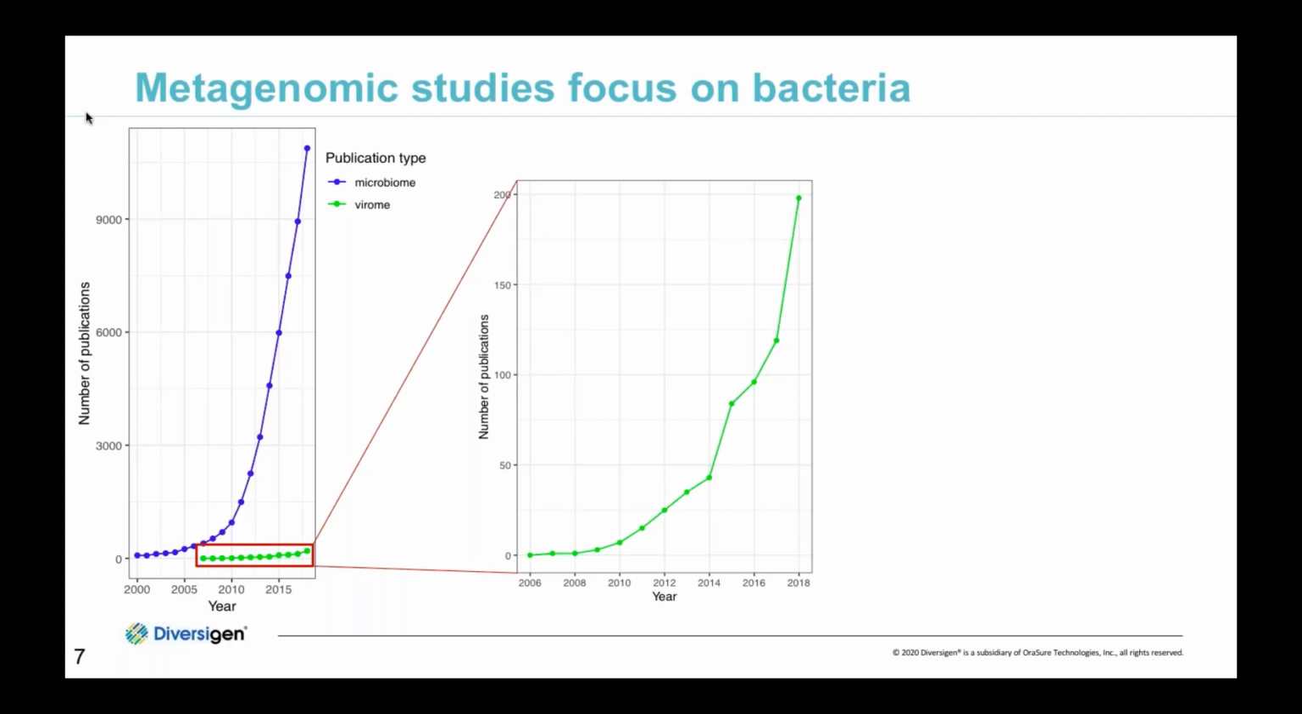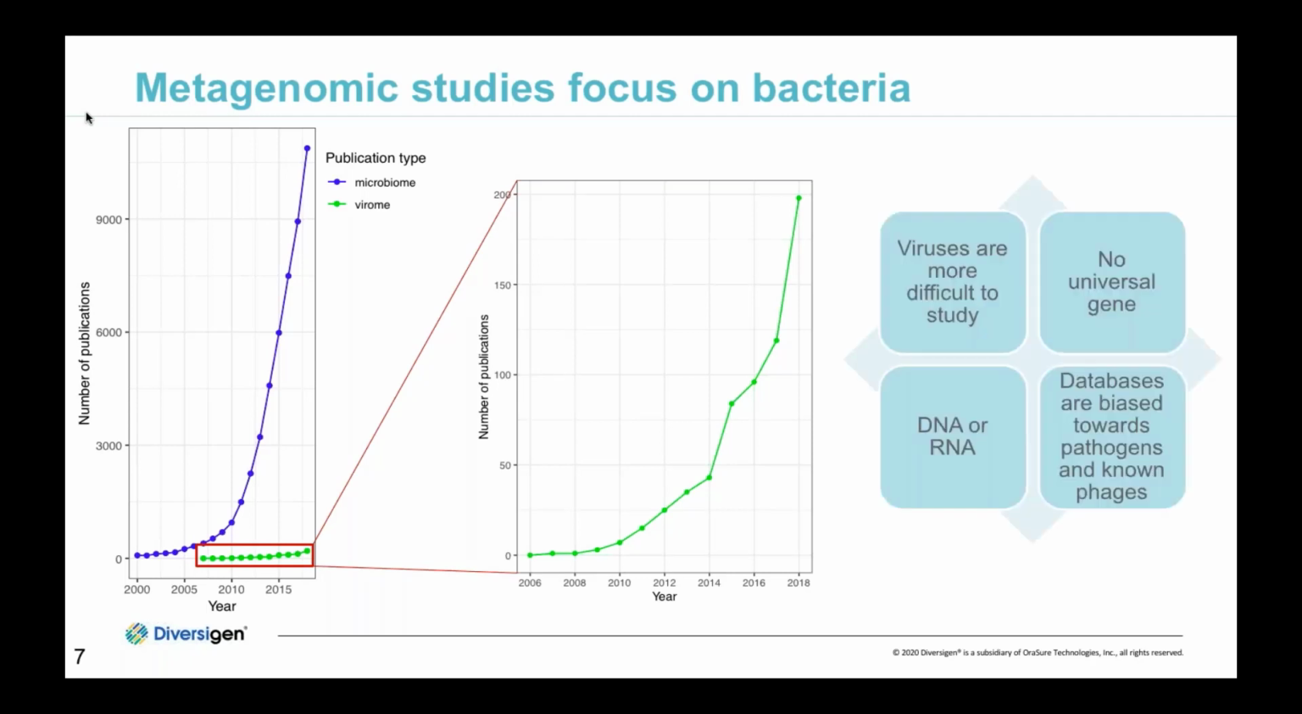There are a number of reasons why this is, and they include, for example, the difficulty of studying viruses, probably because of their very small sizes compared to bacteria and other microbes, and also because of their very small genome sizes. Also, there is not a common gene across viruses, as in the case of the 16S gene for bacteria and archaea. Viruses are also made of double-stranded or single-stranded DNA or RNA, making them more difficult to study. Finally, sequence databases are usually biased towards either viral pathogens or very well-known bacteriophages, or viruses that infect bacteria, most of which have previously been cultured.